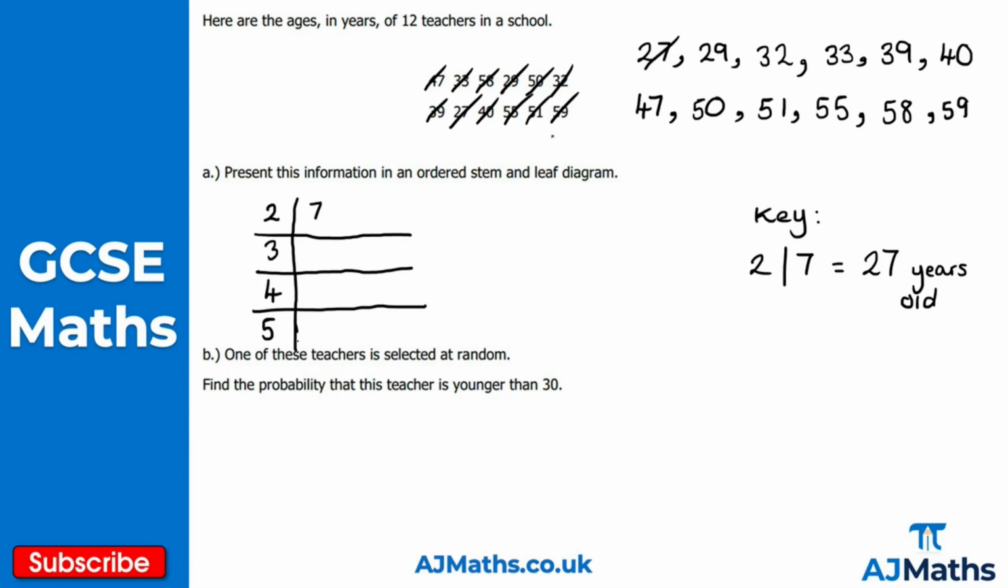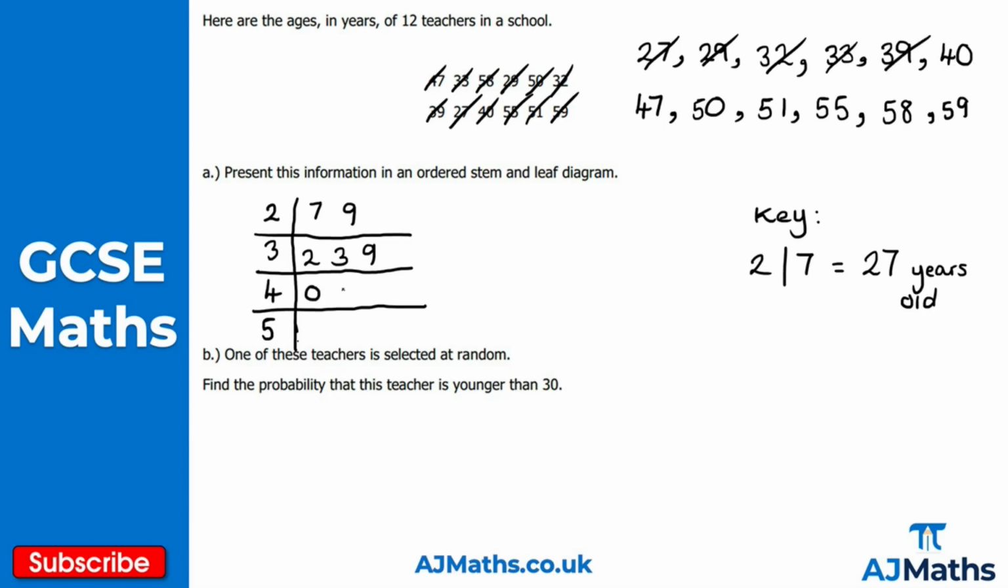So that's 27, moving along. So we've got the 9 here, put the 9 in. So that's the 20s done. Moving on to the 30s now, we've got 32, we've got 33. So cross those off. We've got 39, and that's the 30s done. Moving on to the 40s now, we've got 40s, we need to put a 0 in.